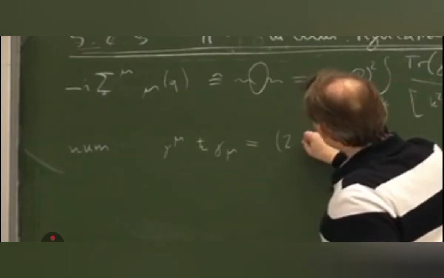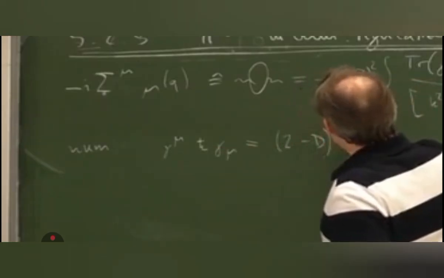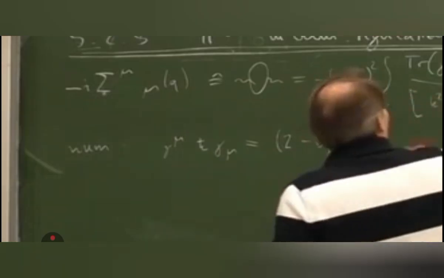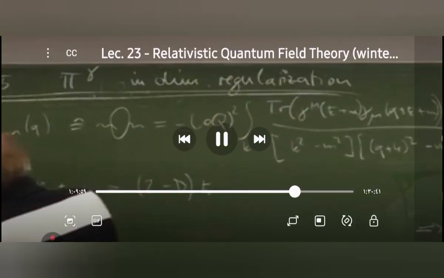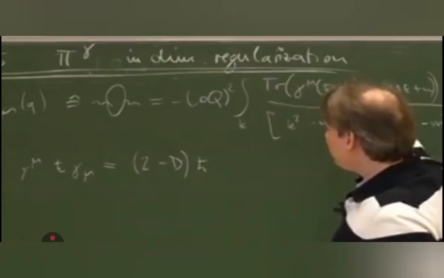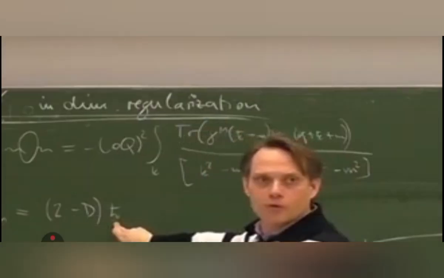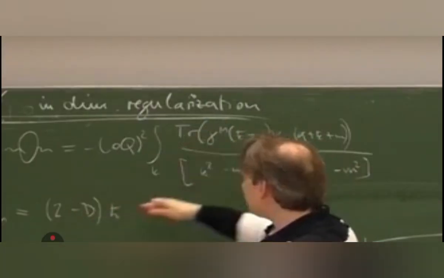So we get (2 minus d) times k slash, and previously we had 2 minus 4, which was minus 2, times k slash. And now we have (2 minus d) times k slash. And everything else is kind of obvious, and then we evaluate our numerator. So we have a simple trace with up to 2 gamma matrices only, because the gamma mu's are now gone.